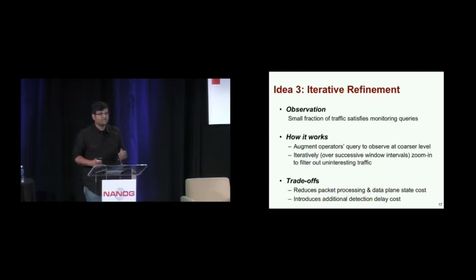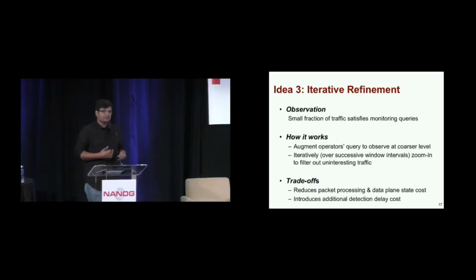So let's talk about the other idea, which is iterative refinement. The key observation that we made was that there is only a small fraction of traffic that satisfies most of the monitoring queries. Just to give you a sense, if you're talking about the DDoS query that we were discussing, I observed for a large exchange point traffic data that whenever there is an attack, it's usually 1% of the traffic that is satisfying the query.